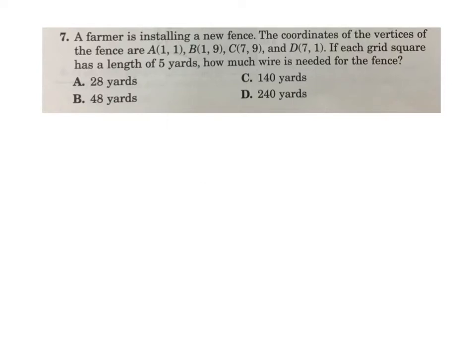All right, we have a grid here, or we have coordinates, and we need to find some things. Each grid square has a length of 5 yards. How much wire is needed for the fence? Now, I'm gonna make a little graph for myself. Maybe you can get a piece of paper and do it for yourself. So we're talking about perimeter here, not area. Each square is worth 5. So go ahead and try this one. Pause the video, and then come back when you're done.